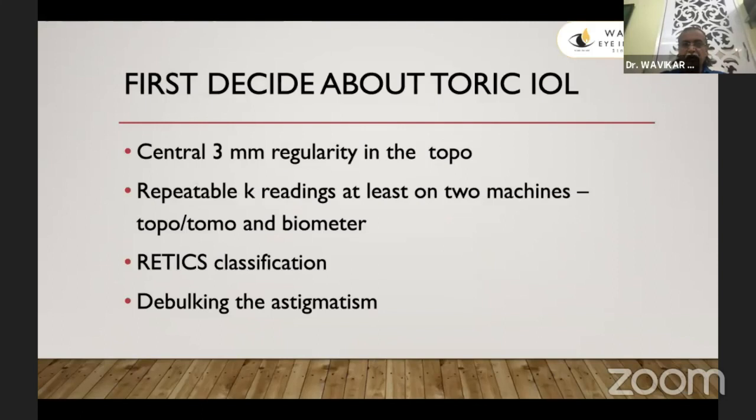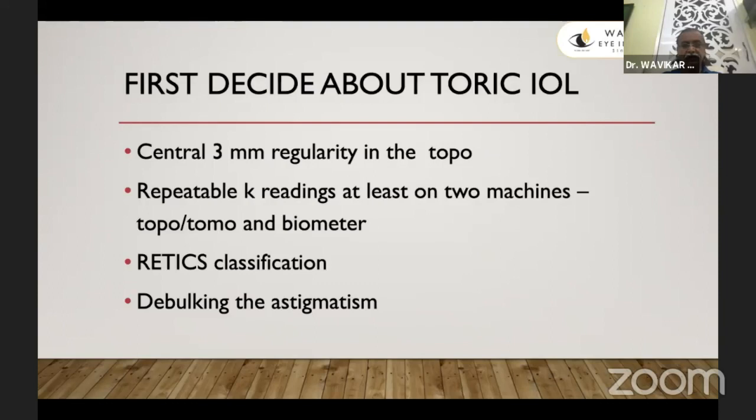So before deciding about the spherical power, we must decide about the toric IOL, whether to go ahead with the toric IOL or not. For that, the first prerequisite is that the central 3 millimeter of the topo has to be fairly regular, and there have to be repeatable, reproducible, consistent K readings on at least two machines, preferably three machines. Then we try to understand the Retics classification, which I will explain on the next slide.